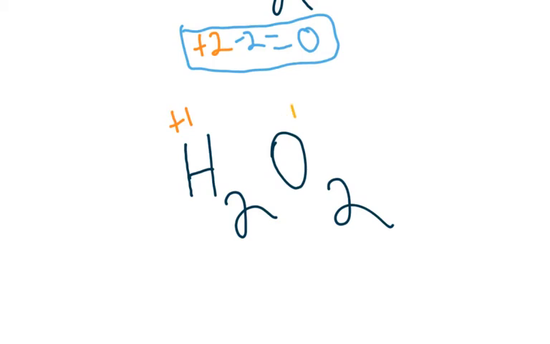Let's just go ahead and see why we shouldn't write -2 here, because hydrogen is either going to be +1 or -1.